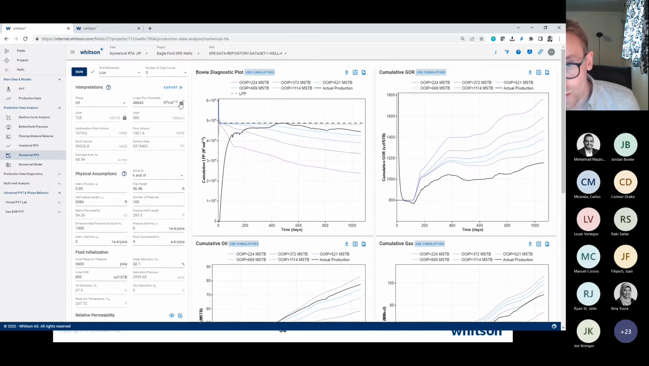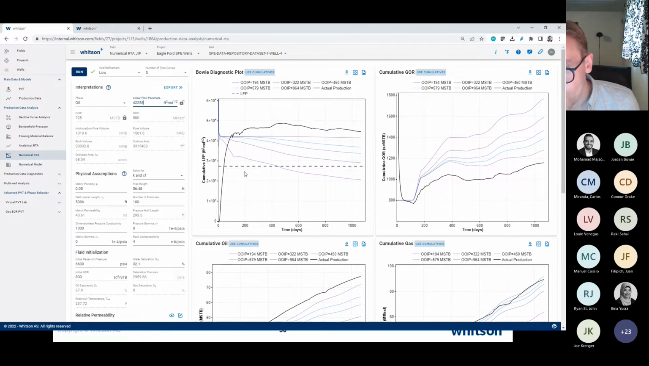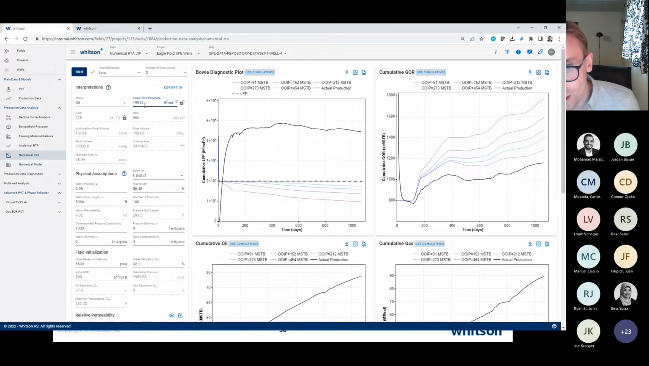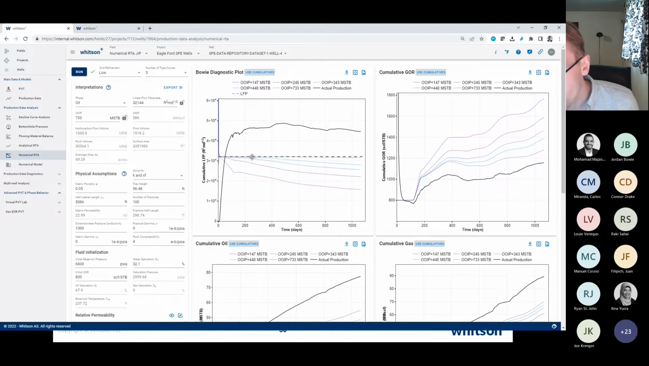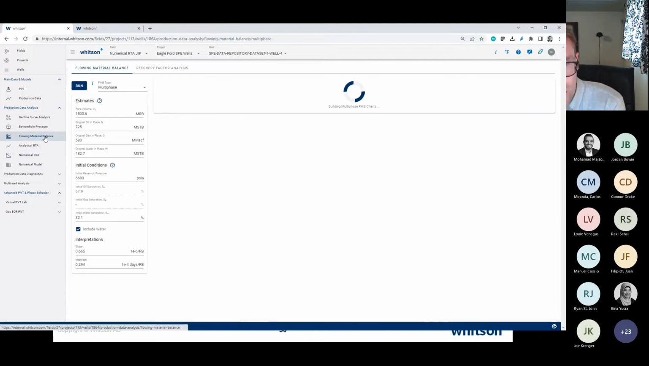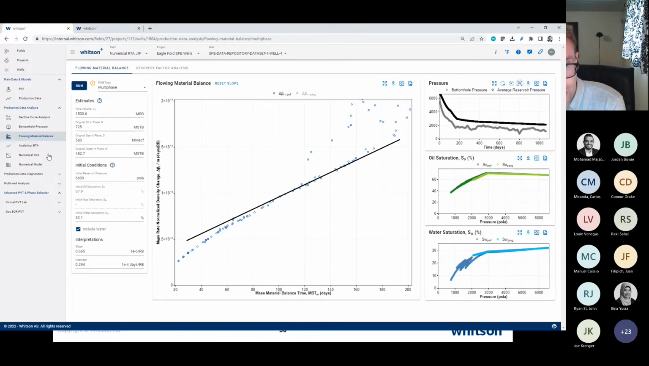What you can do in terms of your LFP and whatnot is to either type it in here or you can drag this line up and down. And you see when I drag this line up and down, my LFP is changing. If I had not locked in my oil in place, what the software does is that it automatically picks the OIP stem that's closest to my production data. But in this case, I wanted to honor my LFP, my oil in place for my flow material balance.